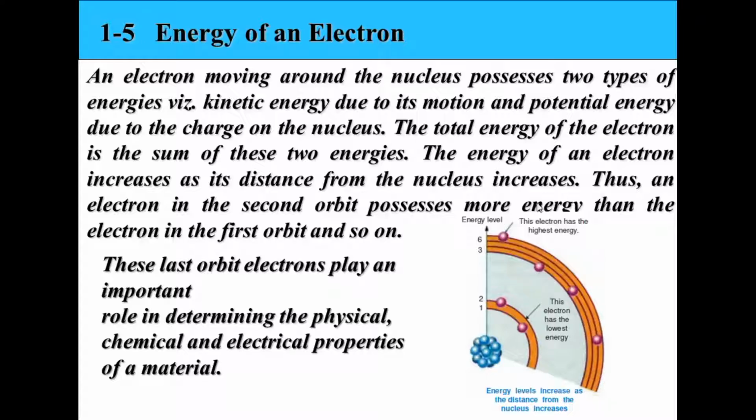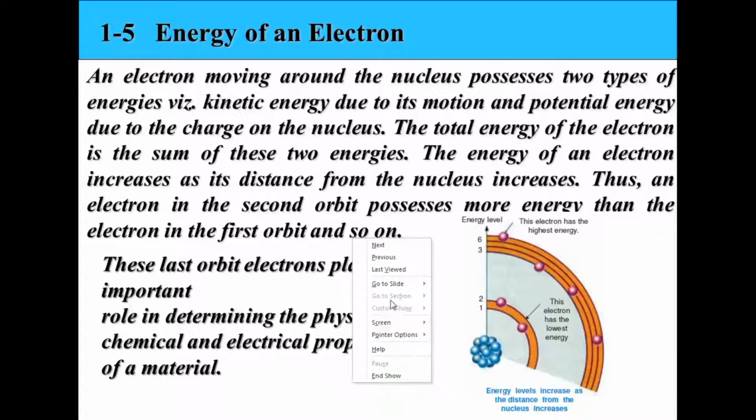Which means, in electronics, what we deal with so much is the electrons in the last orbit. Those are the free electrons that are free to move around or to leave the orbit to pair with other electrons when a potential difference is applied across the atom. Now, if you look at this place, it's saying the last orbit electrons play an important role in determining the physical and chemical properties of the material.